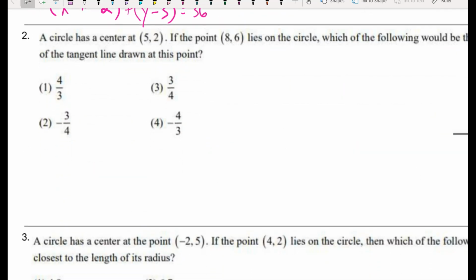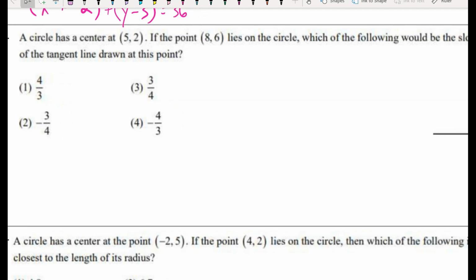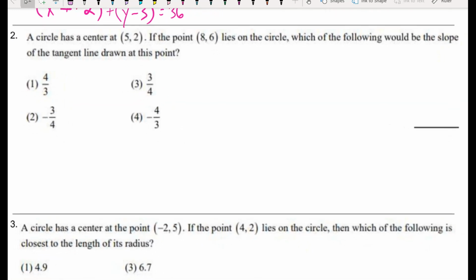For number 2, a circle has a center at 5, 2. If the point 8, 6 lies on the circle, then which of the following would be the slope of the tangent line drawn at this point? Well, I'm just going to sketch a picture here. I've got a center, let's say that's at 5, 2, and a point somewhere on the edge of the circle at 8, 6.